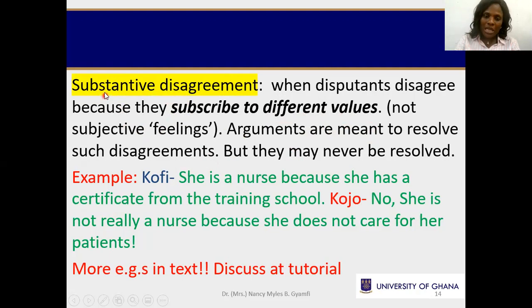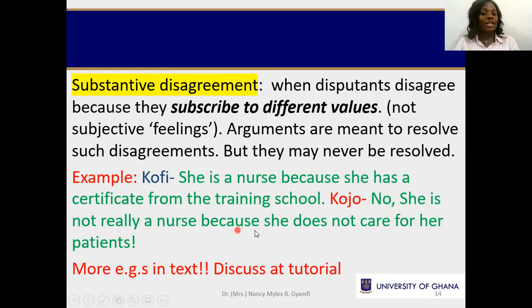I'm not talking about you having different feelings, because feelings would be describing emotive expressions. I'm talking about you thinking of an issue from a different point of view, value judgment. It is still a statement, but it is tied to a point of view. Now, see an example. She's a nurse because she has a certificate from the training school. Then Kojo says, no, she's not really a nurse because she does not care for her patient.